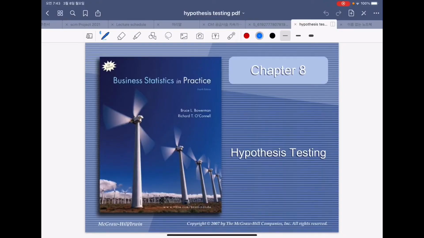Hello everyone. Today we are going to study hypothesis testing and also we are going to study p-value, which is one of the important concepts in statistics. Before we directly go into this material, I'm going to talk a little bit about basic statistics.